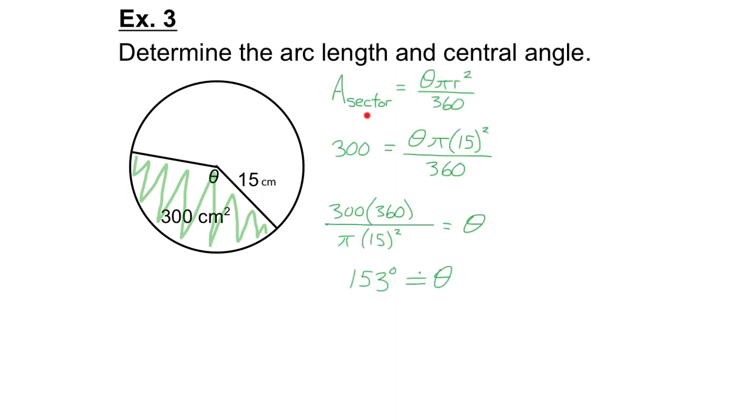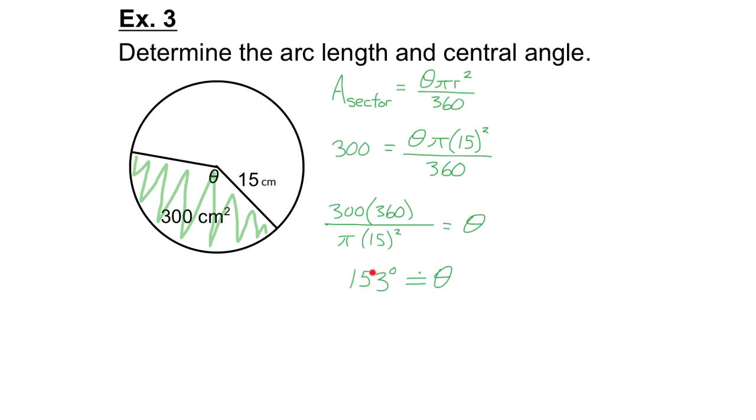So I started with the sector area formula, theta pi r squared over 360. I know the sector area is 300, so I replaced it with 300 in here. I know the radius is 15, so I replaced r with 15. And now I want to solve for theta. So that means I need to multiply both sides by 360 and divide both sides by pi 15 squared. So that's where I got this from, 300 times 360 divided by pi 15 squared. When I do that in my calculator, I should get 153 degrees.